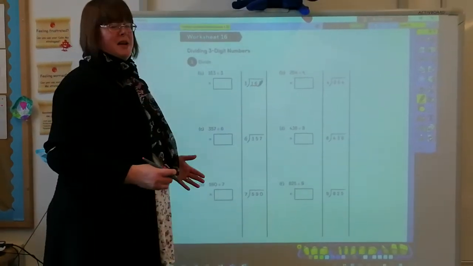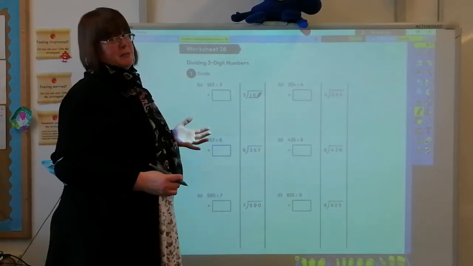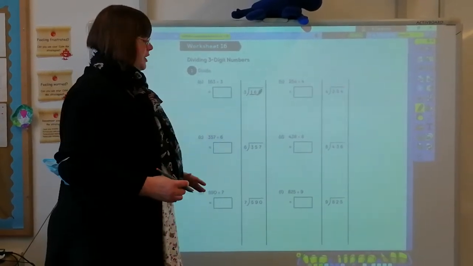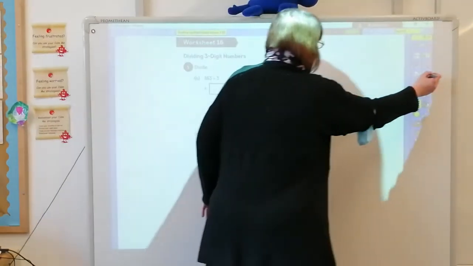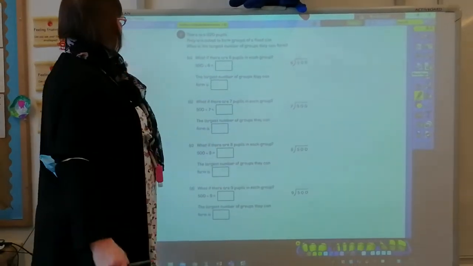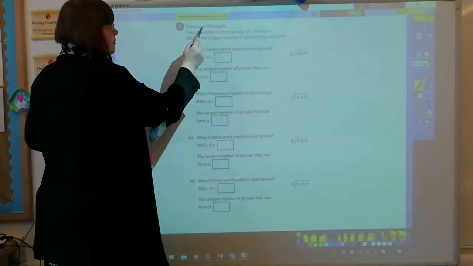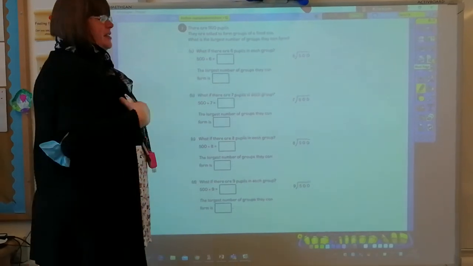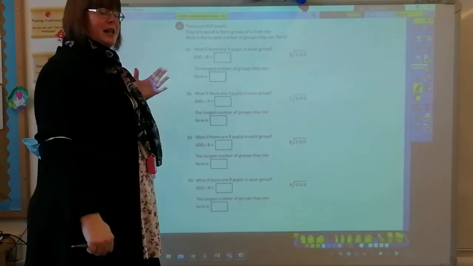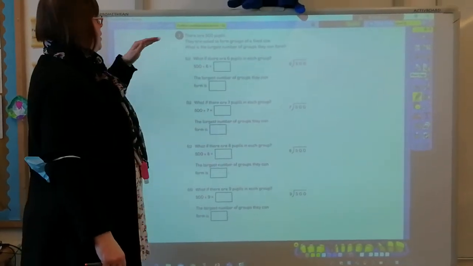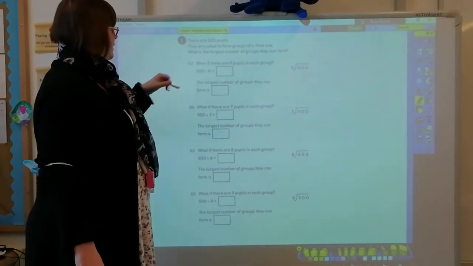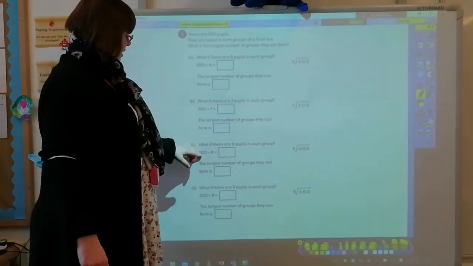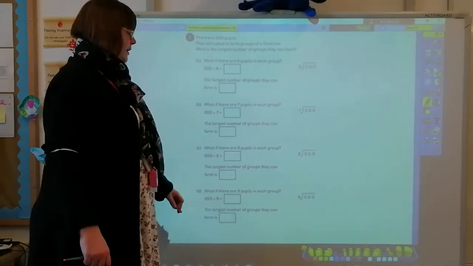You will have remainders in these ones, so I'm giving you a little bit of a hint. When you've done this page, there is another page down here, forming 500 pupils, forming different size groups. This is exactly the same as your guided practice. You've got 500 divided by 6, divided by 7, divided by 8, divided by 9.